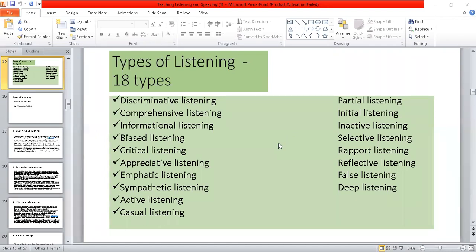Okay. Critical listening is a process of understanding what is said and evaluating, judging and forming an opinion on what you hear. Right. Okay. Next, rapport listening. When trying to build rapport with others, we can engage in a type of listening that encourages the other person to trust and like us. Right. Okay. Good. Right. Next.